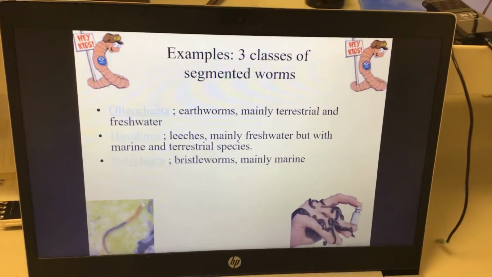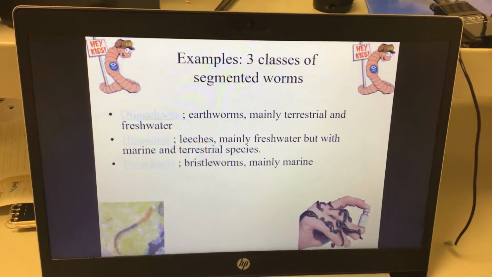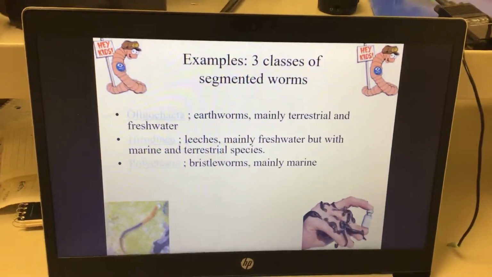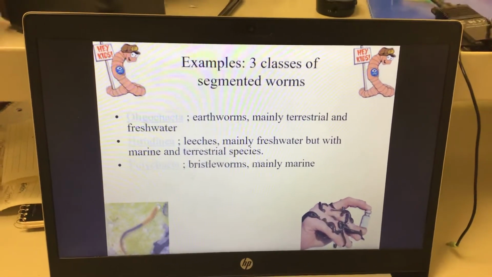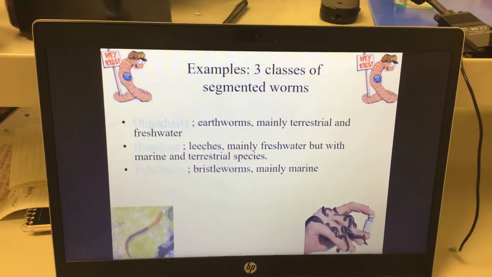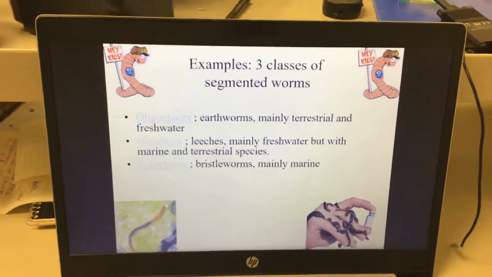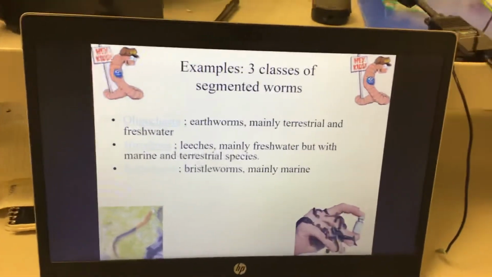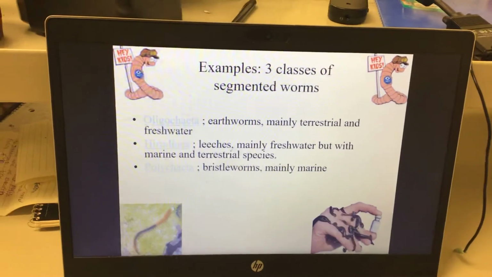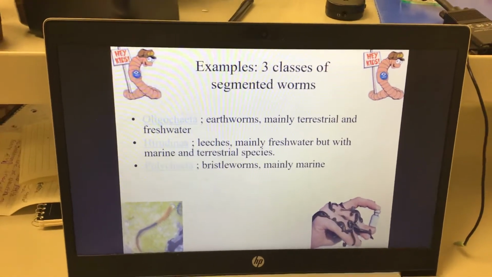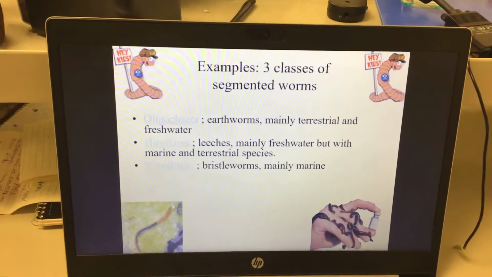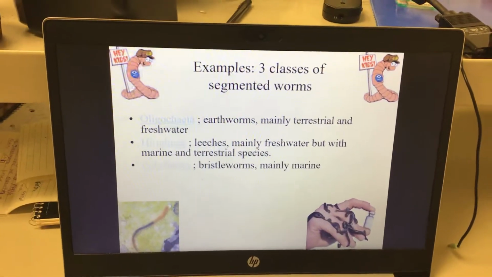You do not need to write any of this down, but there are 3 classes of segmented worms. You can see the crazy names there. The first one, earthworms, mainly terrestrial worms. Terrestrial means land worms. They live on land, not water. So that first one, Oligochaeta, is terrestrial. They will live in fresh water, like rivers and lakes as well.